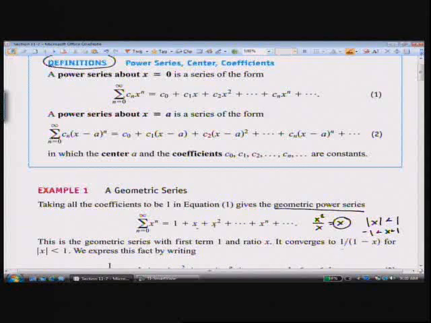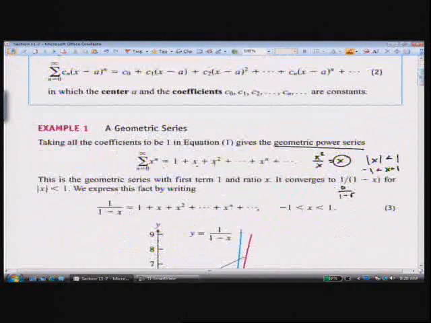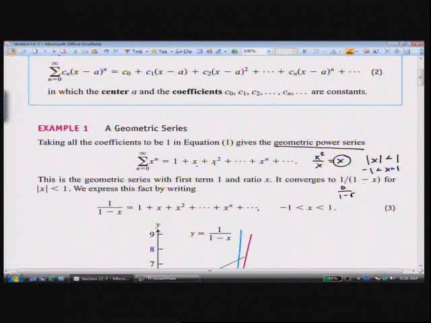Remember the formula for the convergence for geometric is A over 1 minus R. So they say it converges to 1 over 1 minus X as long as the absolute value of X is less than 1. Okay? And so what that means is that we can write 1 over 1 minus X, because that's what this function is equal to, as the polynomial 1 plus X plus X squared plus yada, yada, yada, X to the n. Okay, that's huge.